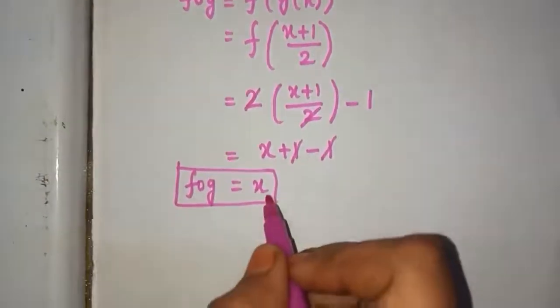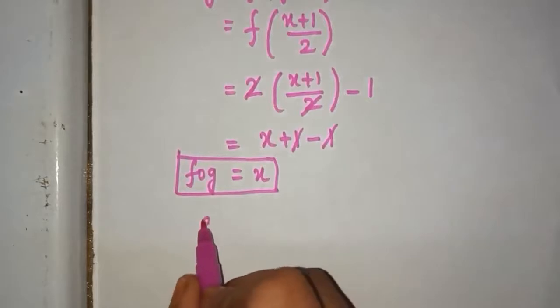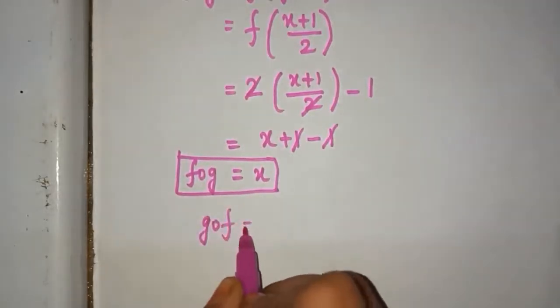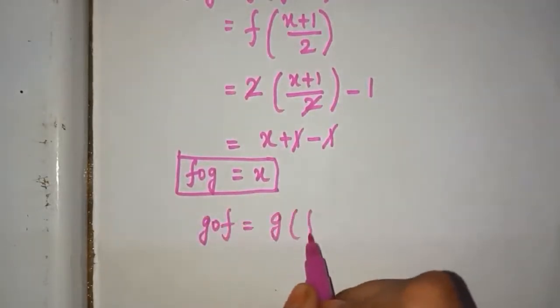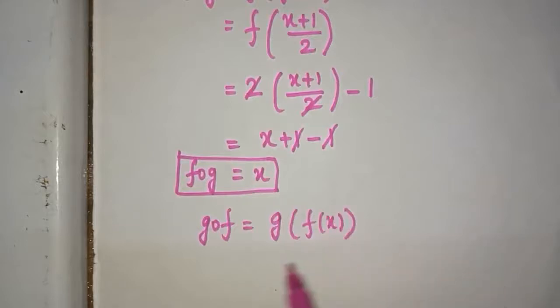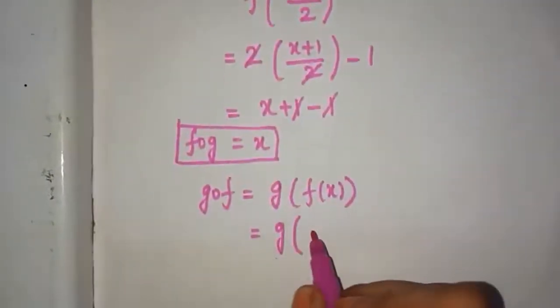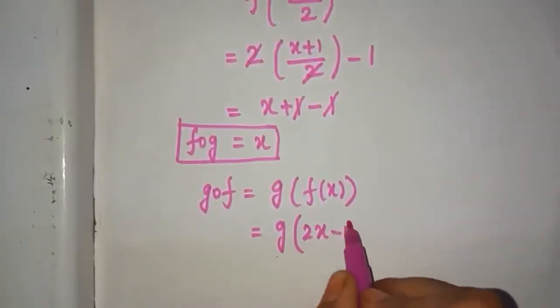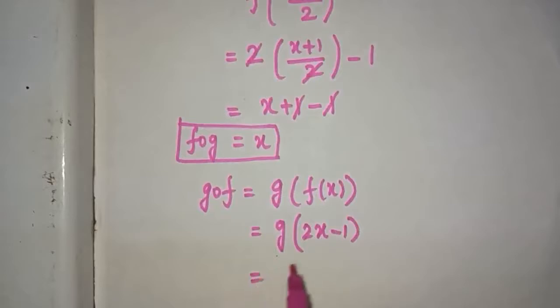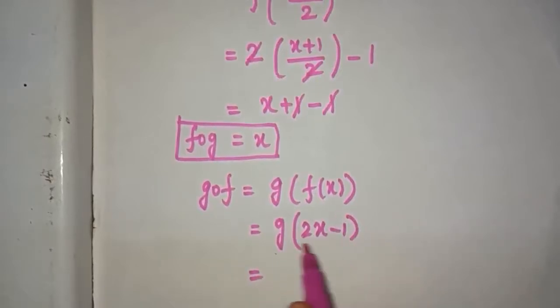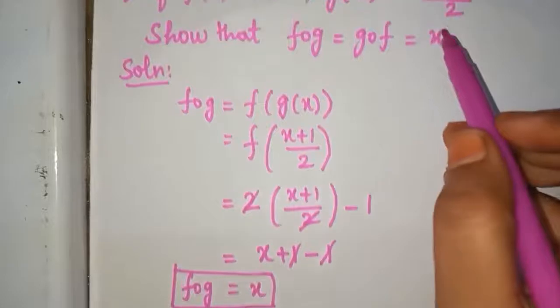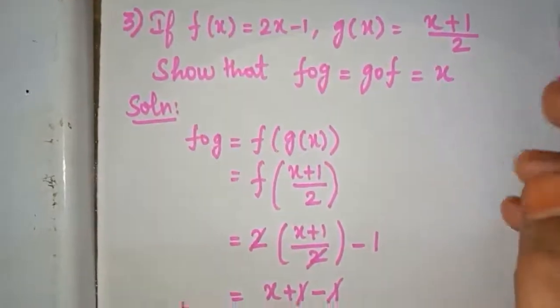Now let us check g composite f value. So g composite f is equal to g of f of x, and f of x value is 2x minus 1. So g of 2x minus 1, now this is your x. So g of x value is given in the question as (x + 1)/2.